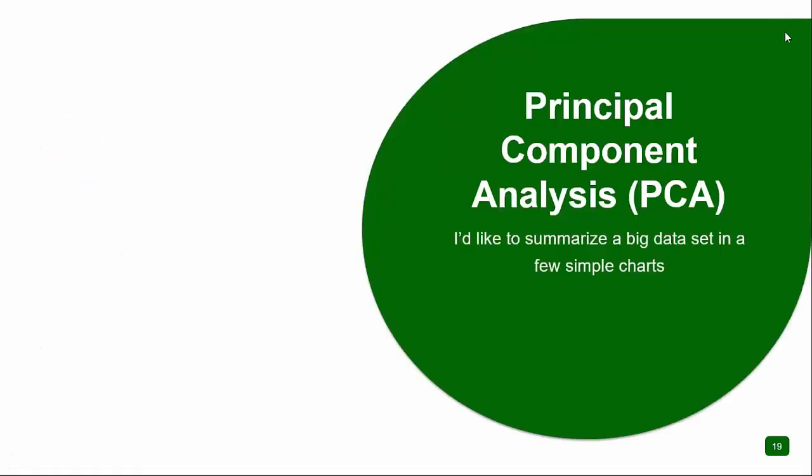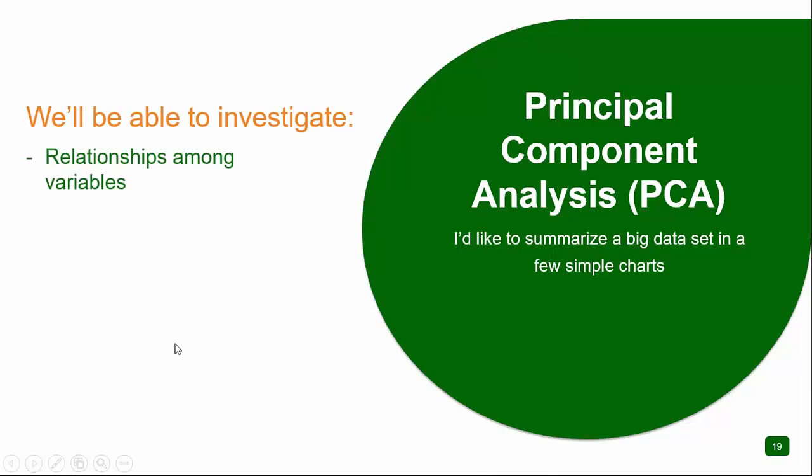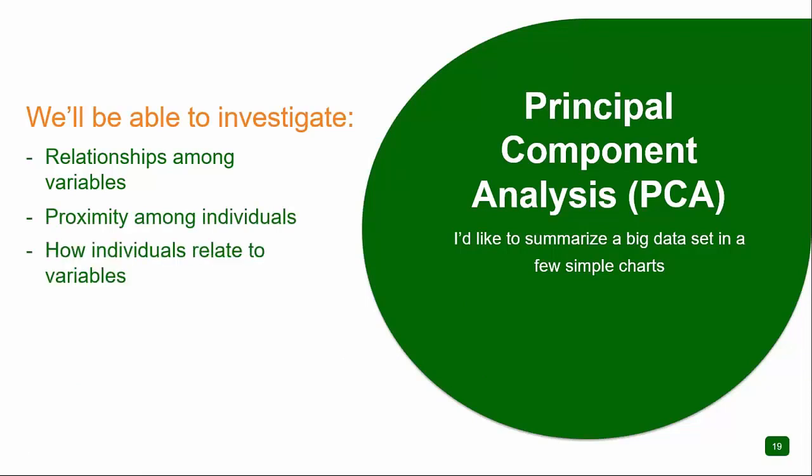Let's start with PCA and a very conceptual introduction to this technique. PCA will help us investigate the relationships among the variables we're investigating, the proximity among the individuals, or among the customers in the case of our data set, as well as how individuals relate to variables. So we'll see the relationships between variables, between individuals, and between individuals and variables. Here's how it works, very conceptually. I won't enter into the details of mathematical computations. This is just a very conceptual approach.